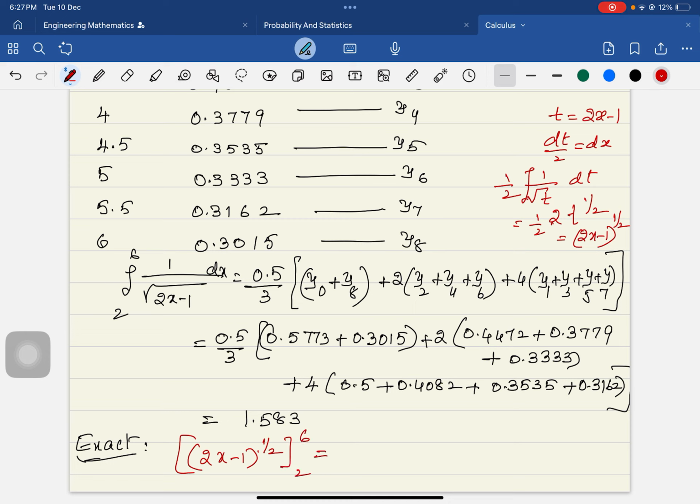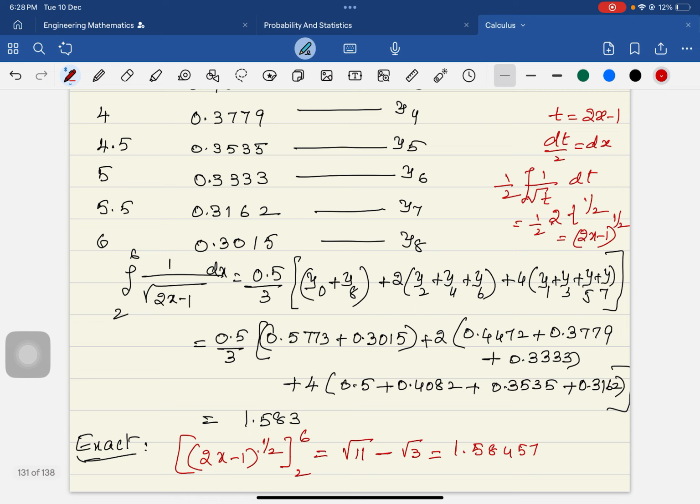So let us substitute now. 6 into 2 is 12 minus 1 is 11 under root, and then minus 2 into 2 is 4 minus 1, 3, that is root 11 minus root 3. Let us see what it is. Square root of 11 will be 3 point something, that value is 3.31, correct, minus square root of 3. So this gives you 1.58457.